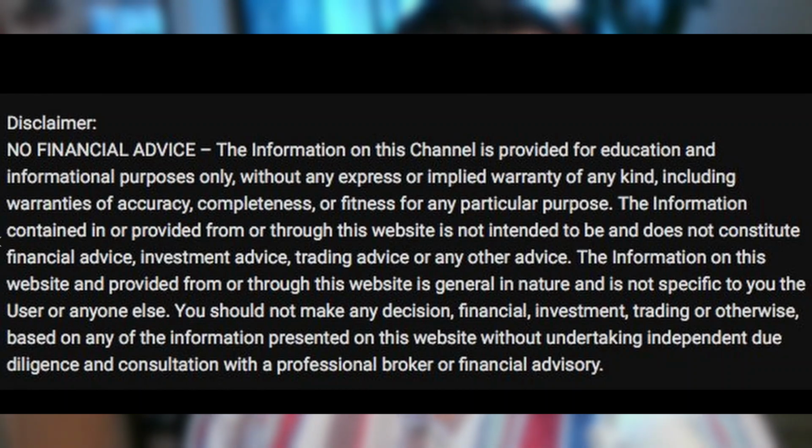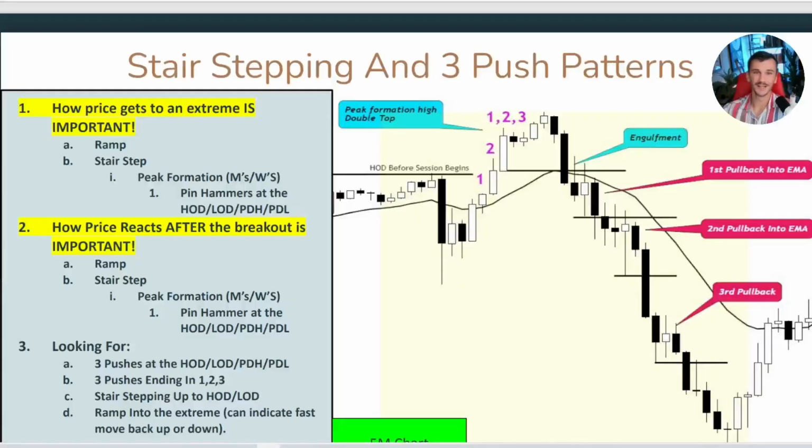This is the culmination of the entire series, coming into the entries and talking about price action trading. Once you get to the extremes, the high of the day, the low of the day, high and low of the previous day, not only once it gets there, how it behaves, what kind of price action patterns are we looking for, but also how does it get to the level, whether that be some kind of stair stepping or ramping price action.